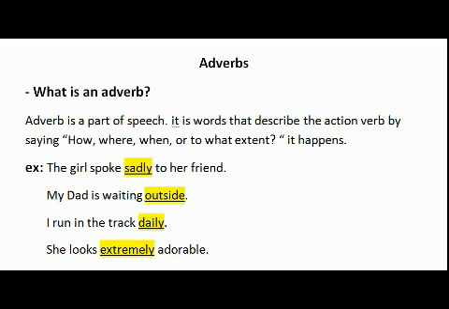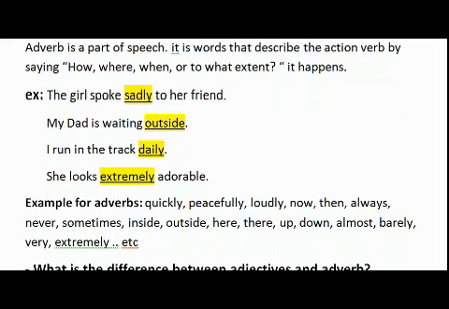So if you can see the examples, adverbs are words that tell us how the action verb is happening, or where it is happening, or when it is happening, or to what extent, which means to what limit it is happening. So let's get down a little bit and see some examples for adverbs.